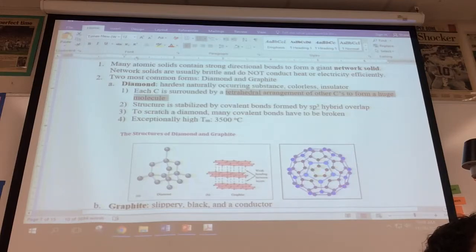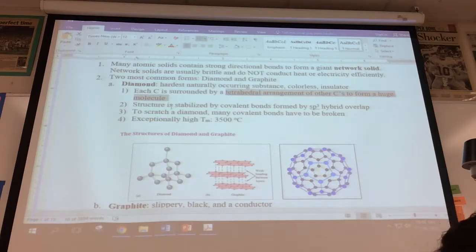It looks like that. In order to scratch a diamond, is it tetrahedral? I'll find out. Well, look at it. Is it attached to 4 other atoms? No. That's why it's not as good as a diamond. And boys, don't try and pull one over.